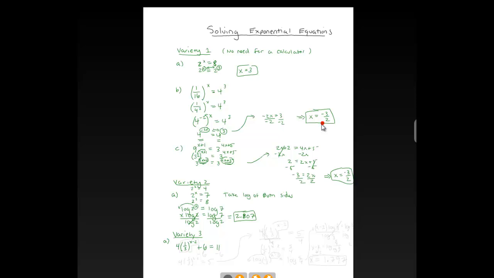Now the first goal is to get this exponential part that I'm circling by itself. We need to do that, because once you do that, you essentially turn a variety 3 problem into a variety 2 problem, which we know how to solve. So, how do we do that? Well, we have to get rid of the 6 first, and that gives me 4 times 1/3 to the x minus 2 equals 5. I'm running out of space, so I'm going to move over here and copy this again.